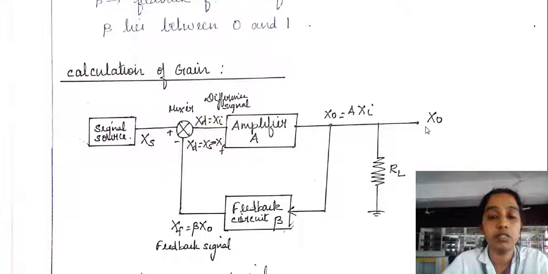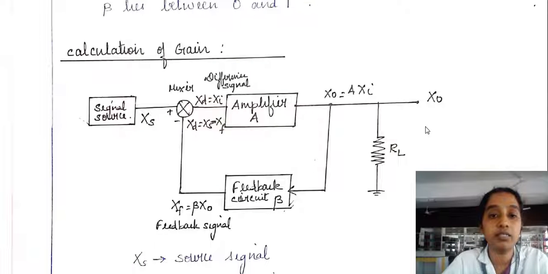So when calculating the gain of the negative feedback, consider the general block diagram. We have a signal source, and consider Xs. It can be a voltage or it can be a current. And we have the amplifier. Before the amplifier we have a mixer. So this is the difference signal: one signal coming from the source Xs and the other signal coming from the feedback Xf. Since it is a negative feedback, I use a negative sign here.